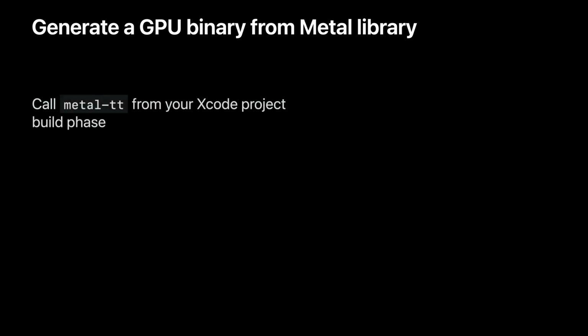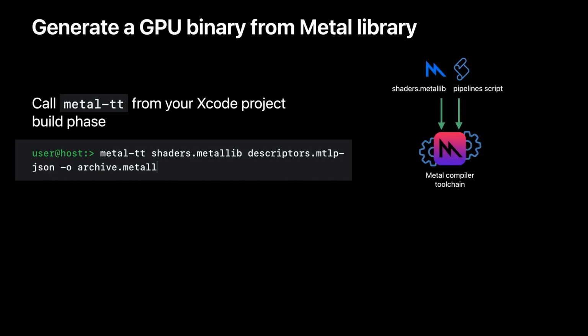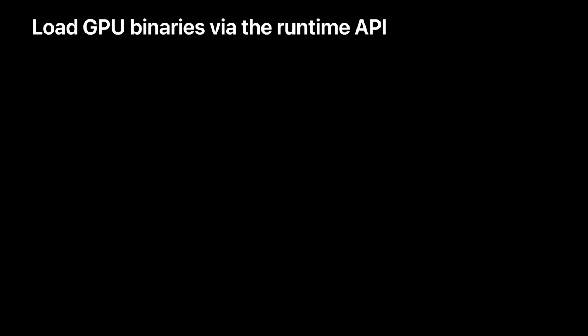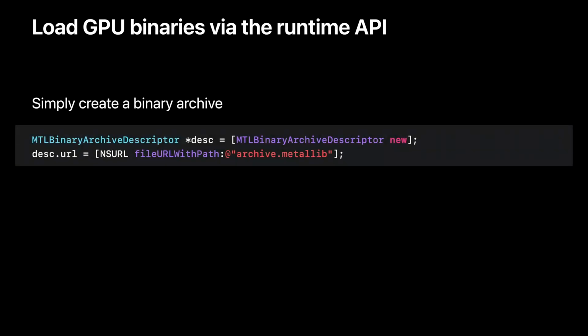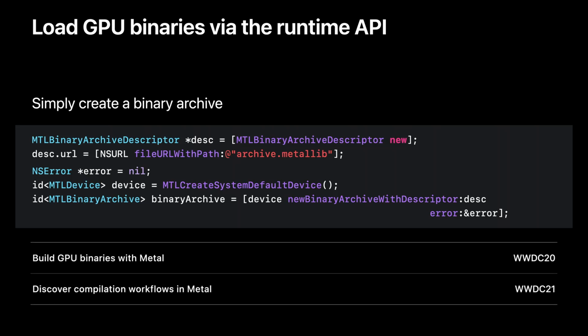Generating a binary from a pre-existing Metal library is just as easy with Metal Translator tool. Just call METALTT as you would in a terminal with your source, pipeline script, and output file. Your resulting Metal library now contains GPU binary for all toolchain-supported devices. Now that you know how to create binaries offline, I'll review how to load them. Simply provide the binary URL when creating an archive descriptor, and use it to instantiate an archive. That's it. For more information about Metal's binary archive API, please refer to our previous years' talks.